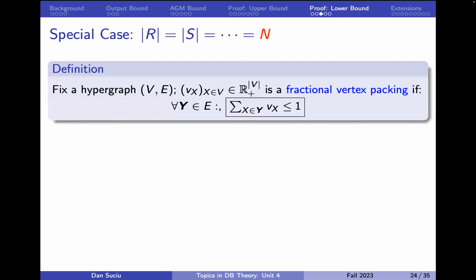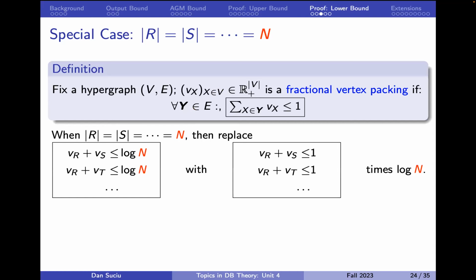Let's have some fun. I have examples. We get most of the fun when all the cardinalities are equal. And when all cardinalities are equal, then we can actually use a cleaner notion of a fractional vertex packing, which, given a hypergraph, is defined as a set of numbers associated to the nodes of the hypergraph, such that for every edge, the sum of the weights of the nodes of that edge is less than or equal to 1.